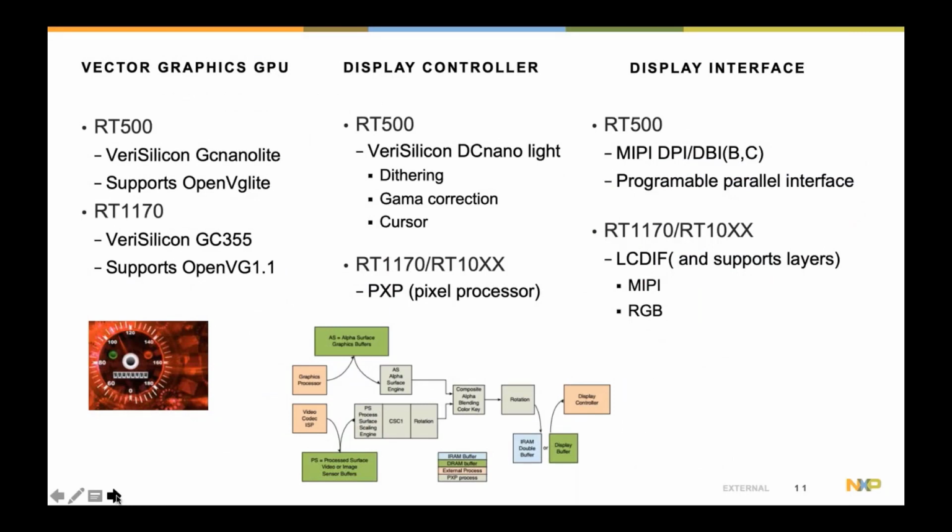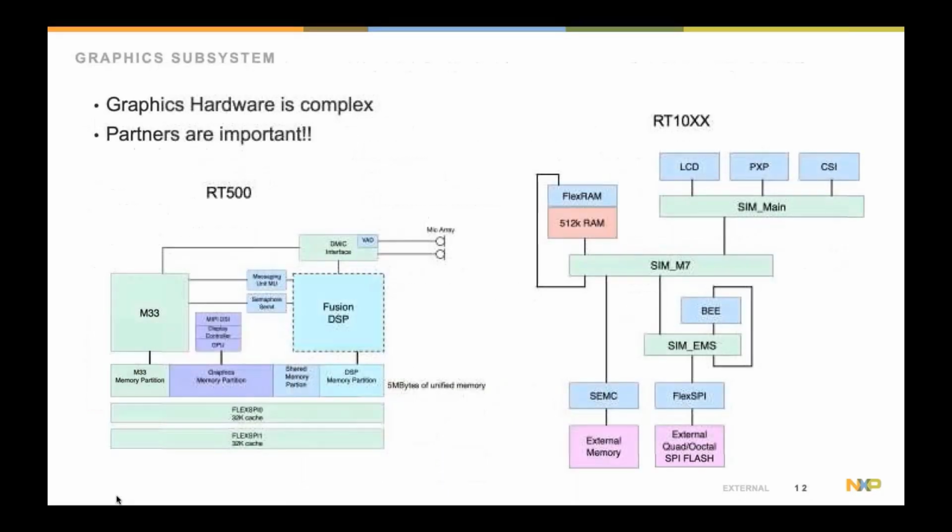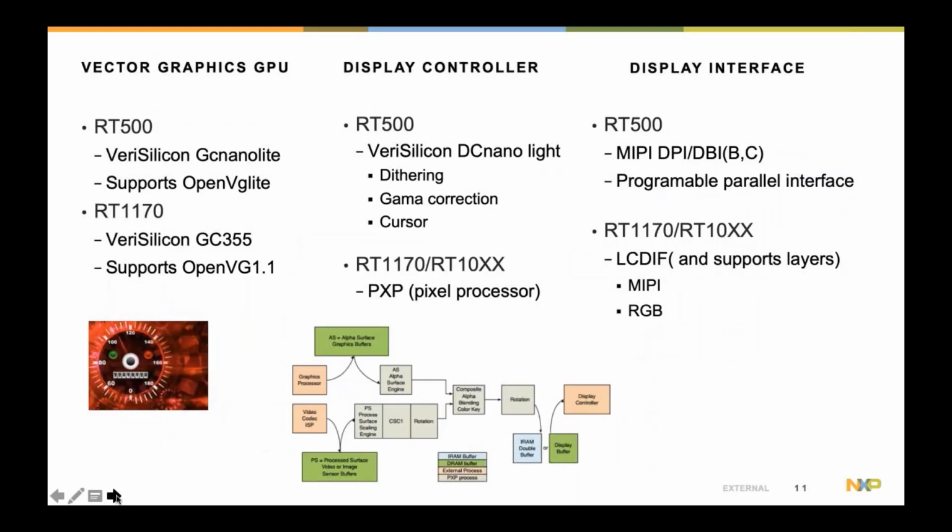And with display controllers, we have one in the RT500 that supports dithering, gamma correction, and also has some cursor memory. And then in the RT1170, we have a pixel processor as well that has many layers that we can composition. It does rotation as well as provides different aspects of blending. So we also have the display interfaces. The RT500 supports MIPI DBI and also DPI. And the 1170 has an LCDIF, but does still support MIPI and also RGB interfaces.